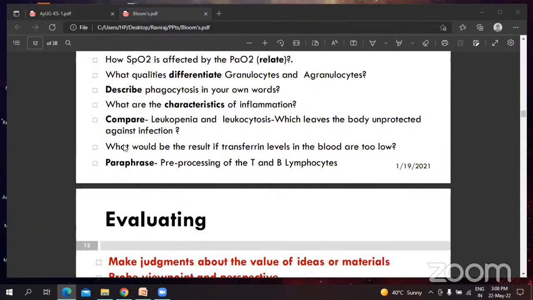Now, can you tell me what would be the result if transferrin levels in the blood are too low? This example I have given to you. So what would happen if transferrin levels are too low? Yes. Come on. Hemoglobin level goes down. It will go down, right?